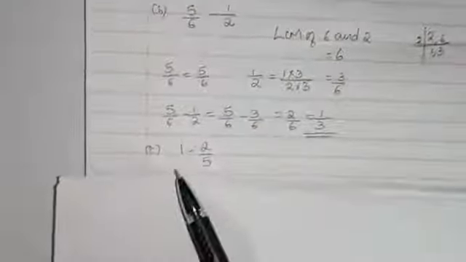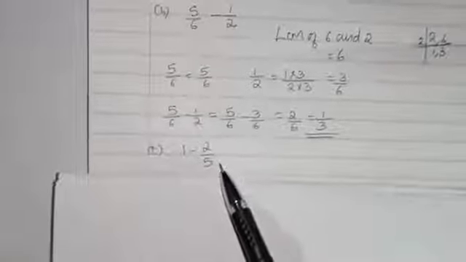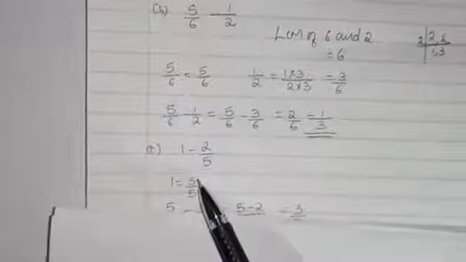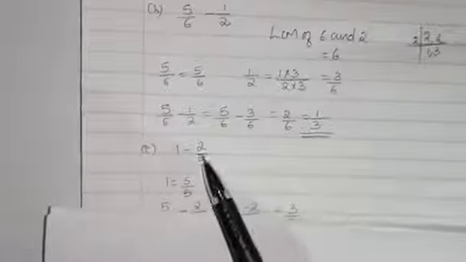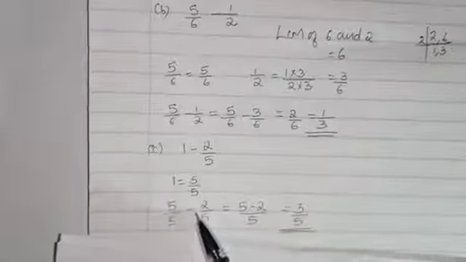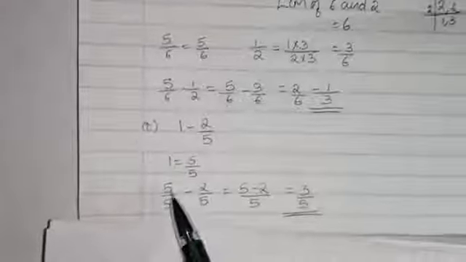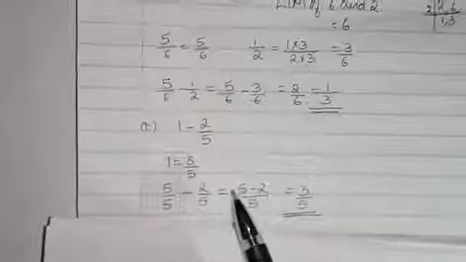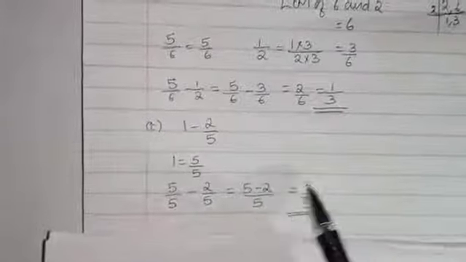Next, 1 minus 2 by 5. 1 can be written as 5 by 5. Here the denominator of the second fraction is 5. So 1 can be written as 5 by 5. So 5 by 5 minus 2 by 5. So the denominators are same, like. So subtract the numerators. 5 minus 2 by 5. 5 minus 2 is 3. 3 by 5. So this chapter is over.